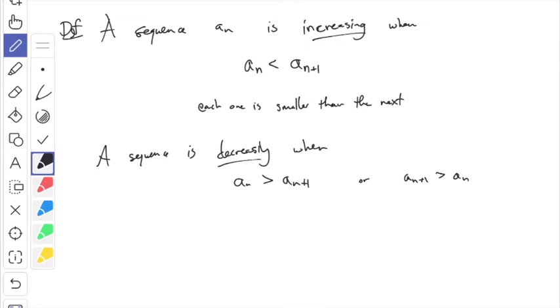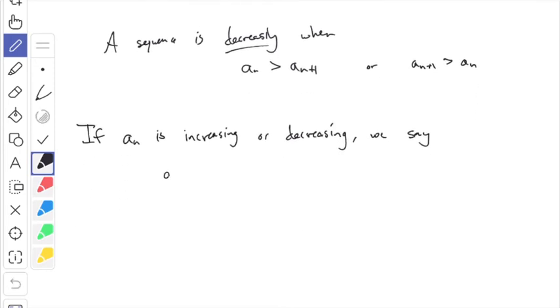Now, many sequences are not either. It's not like any sequence is either increasing or decreasing, because in many sequences the numbers go back and forth. We've seen that already. So some are neither. When it's either increasing or decreasing, there's a word for that. So if a_n is increasing or decreasing, we say, this is a fancier sounding word, we say a_n is monotone.